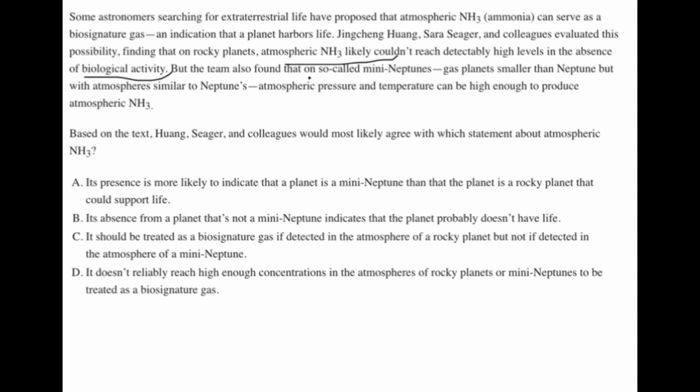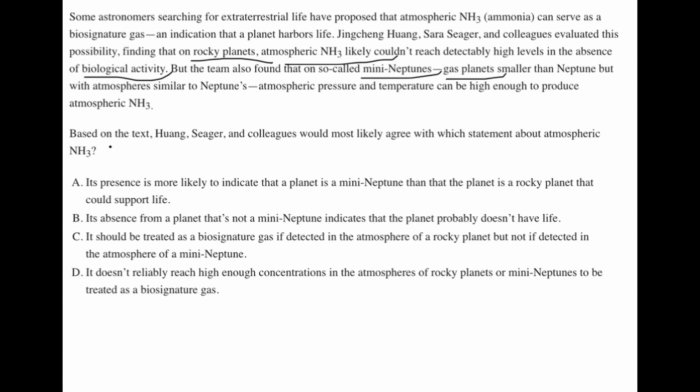But there's an exception when we have a mini Neptune, and there can be a higher amount of ammonia on these planets. The key difference, though, is that mini Neptunes are gas planets. So they can still have high enough levels of ammonia without biological activity. But on rocky planets, the key factor up here, ammonia does signal biological activity. So now we have that relationship discovered.